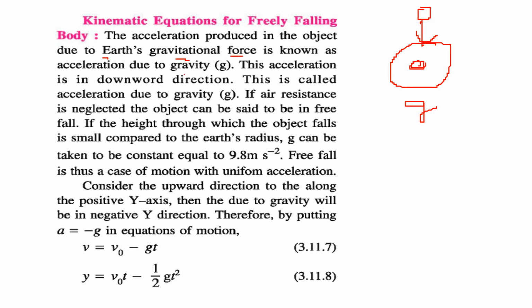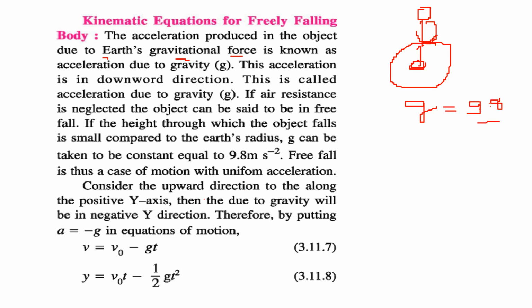If you neglect the air resistance, the object can be said to be in free fall. And if the height through which the object falls is very small compared to the earth radius, you can easily take g as 9.8 meter per second square. So this free fall is a case of motion with uniform acceleration.